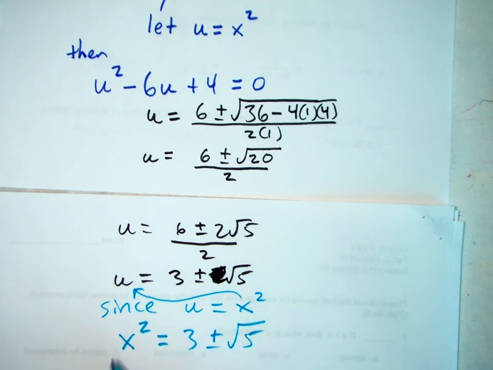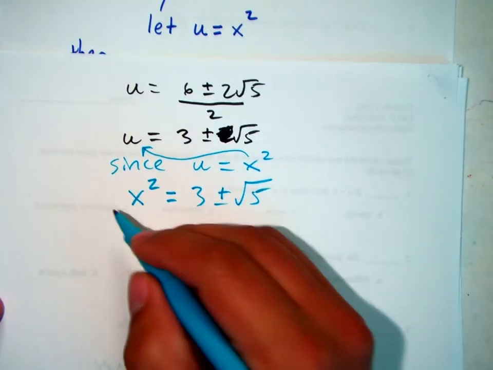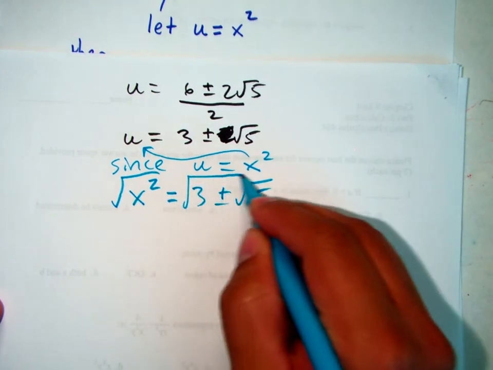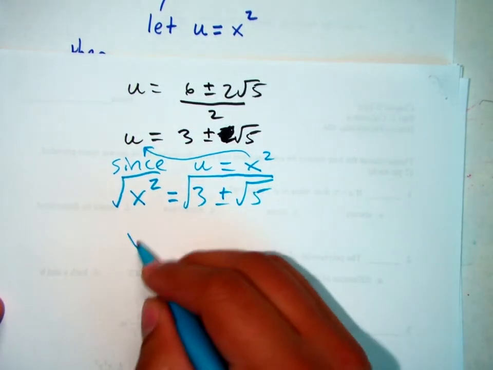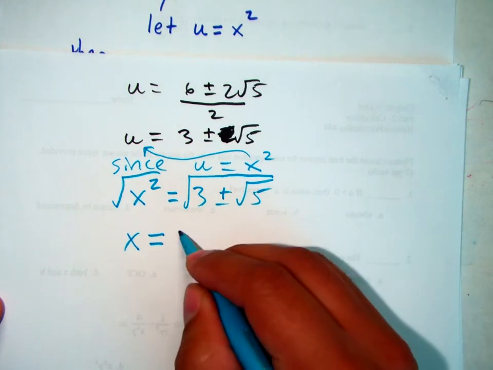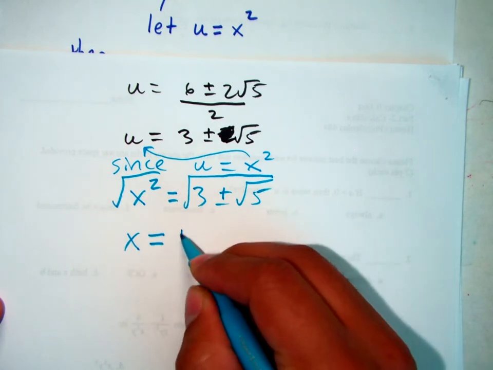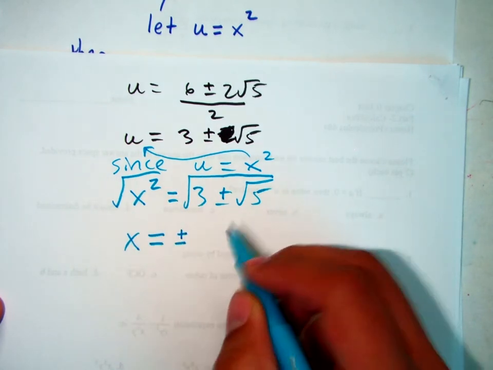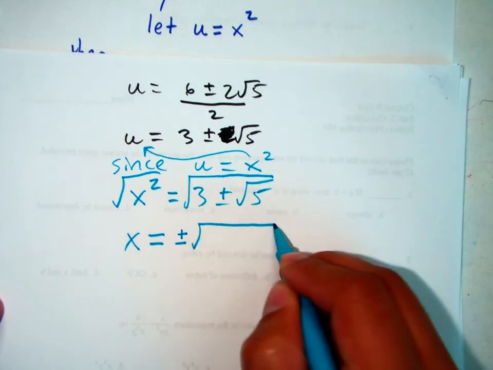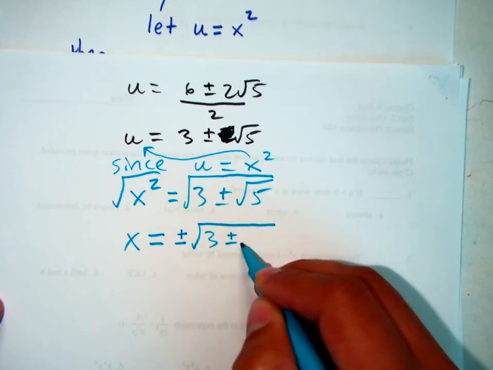How do I solve for x? You square root both sides. So then we get x equals, and then since I square rooted both sides, what do we have? X equals plus or minus, right? Whenever you square root both sides of an equation, plus or minus the square root of 3 plus or minus the square root of 5.